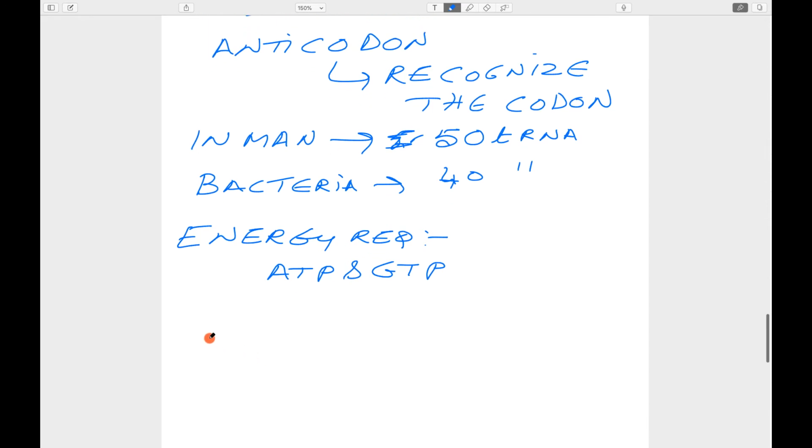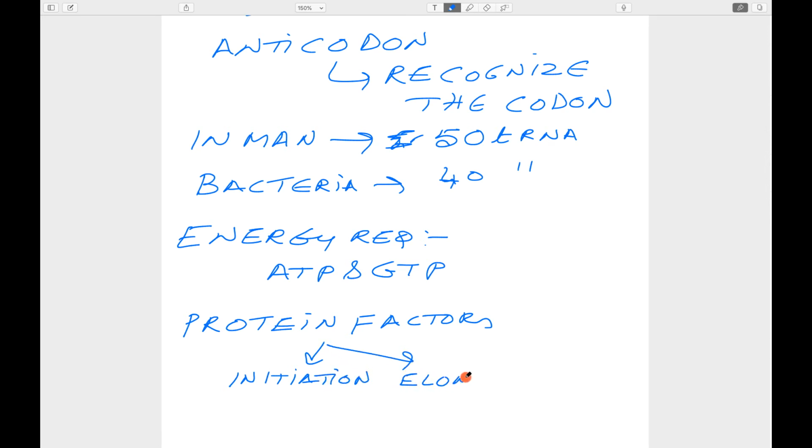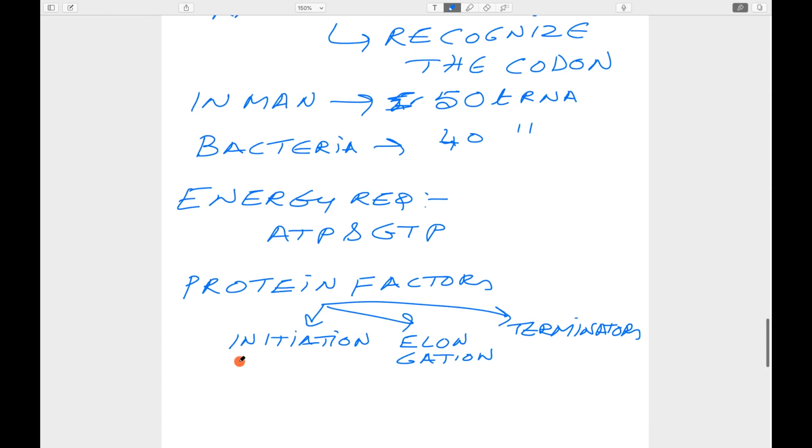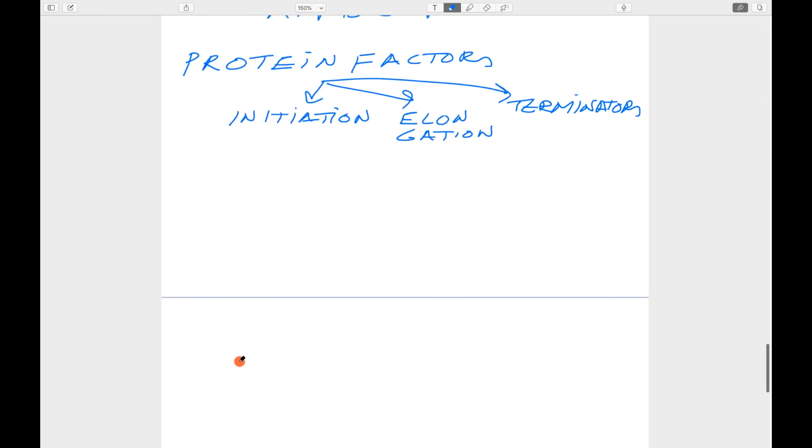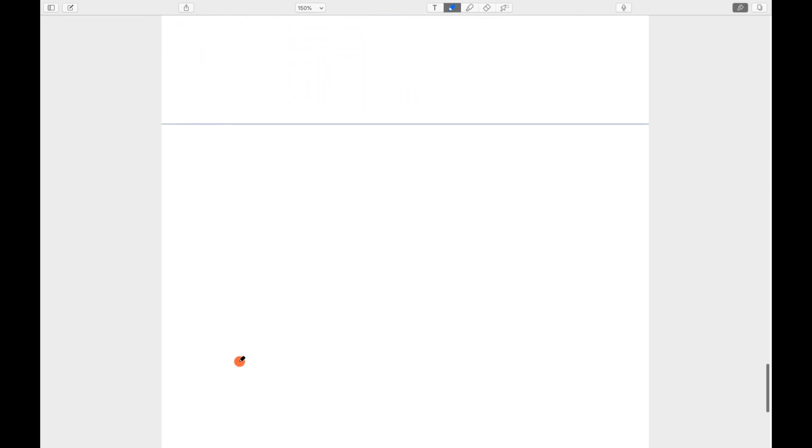Then finally, protein synthesis requires various factors. Various protein factors are required, which may be initiation factors, chain elongation factors, and also chain termination factors. So protein synthesis requires factors for various steps. These are the various aspects of the requirement of different components.